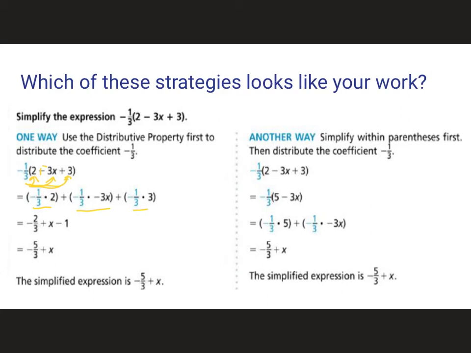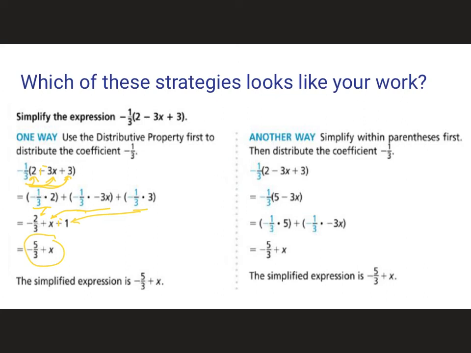Now they're going to actually multiply. So this becomes negative 2/3, negative 1/3 times negative 3 becomes 1, so this is just x, the invisible 1. And then negative 1/3 times 3 is negative 1. But now I realize I have like terms, negative 2/3 and negative 1. And so when we put them together, that's why we have this as the final answer when you combine your like terms. So that's one way to do this.